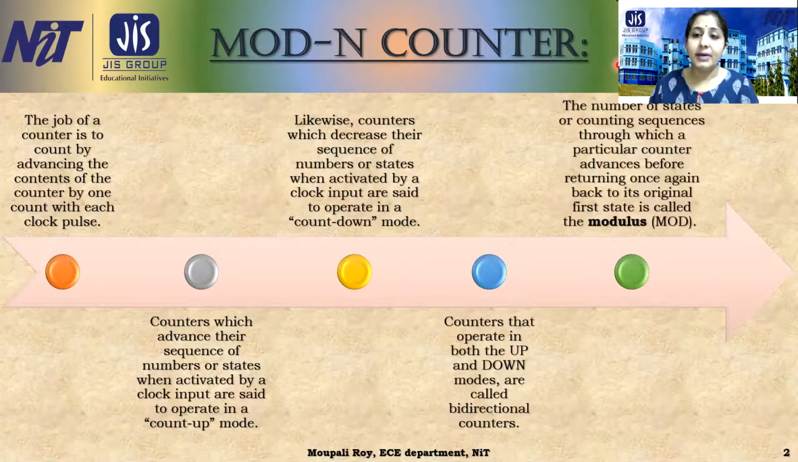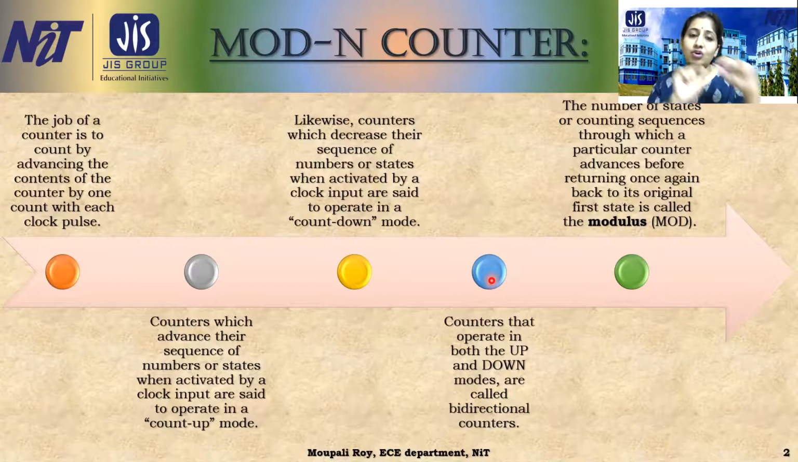The number of states of the counting sequence through which a particular counter advances before returning once again back to the original or first state is called the modulus, or mod. That is the basic concept of mod. Here n means how many numbers we want to count, and mod means the modulus, that is, up to which state.